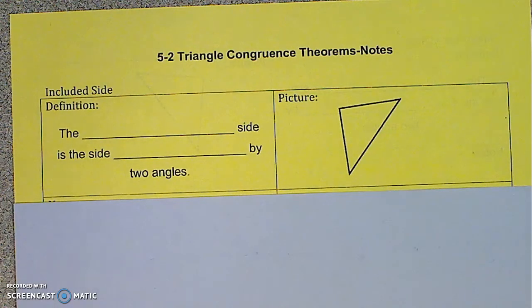On yesterday's notes, you had to figure out that all the corresponding points are congruent in order for two triangles to be the same. These are going to be shortcuts to help you figure out two triangles are the same. So you don't need all 6 points anymore, but we have to know these shortcuts. So, included side.